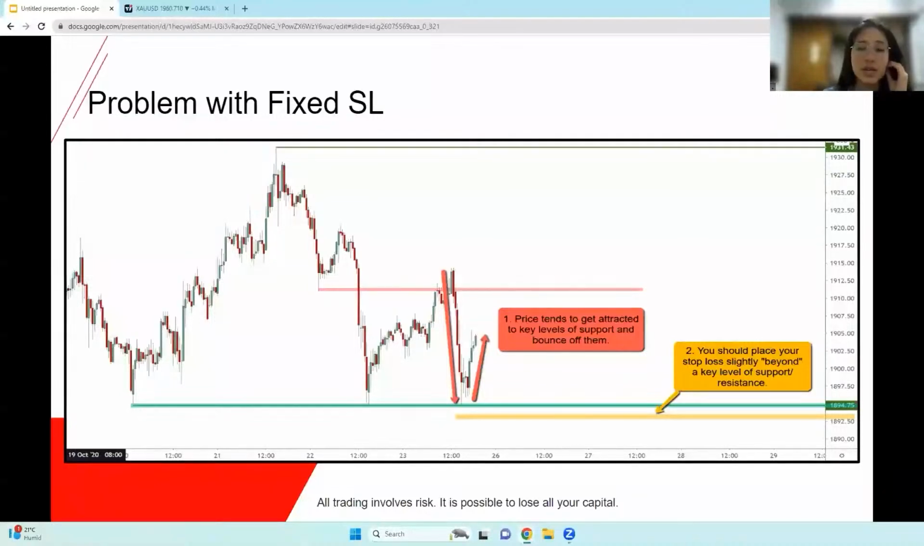Okay, so what we should have done instead was to place our stop loss slightly beyond the key level of support or resistance so that we are not stopped out at the support, since price tends to be attracted to key levels of support and bounces off of them.